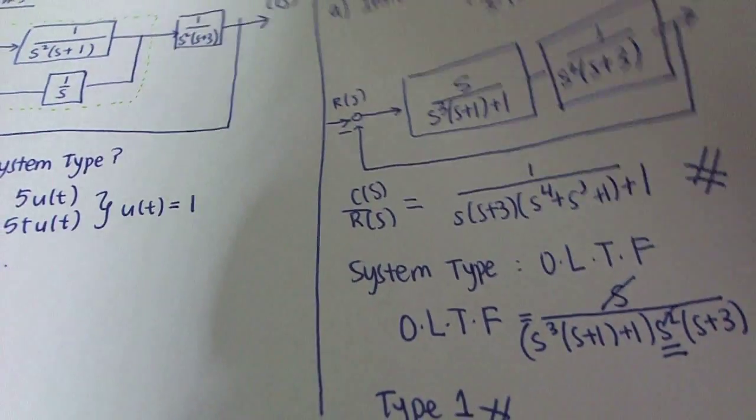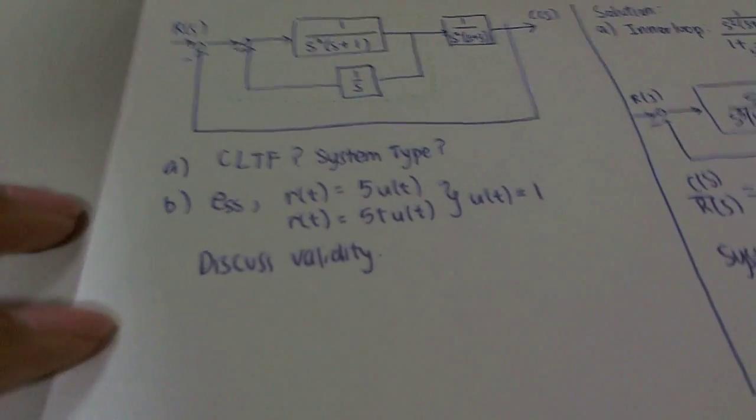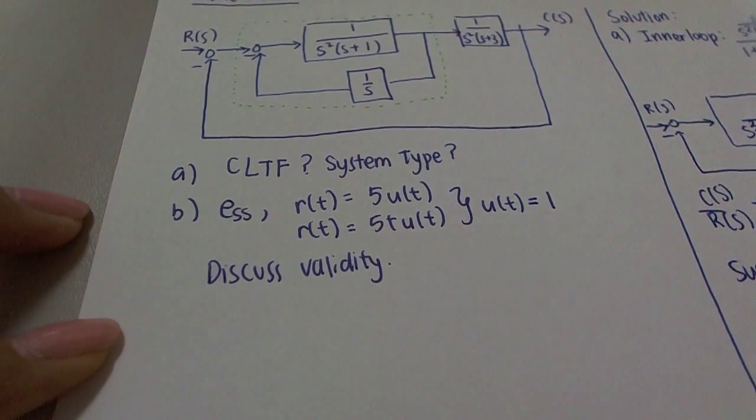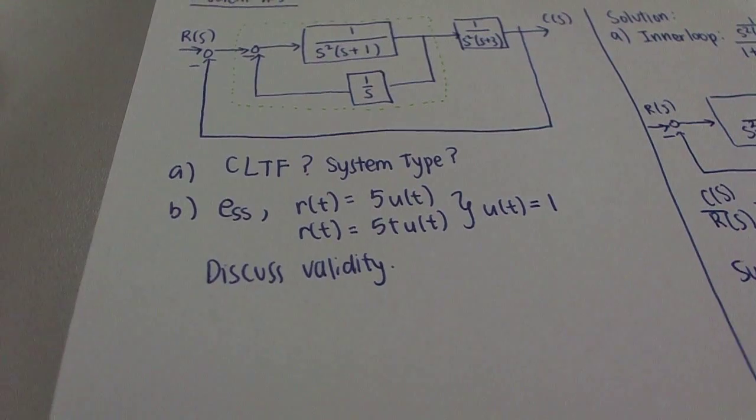And next, we have to solve for the steady state error given two different types of input. I'll start off with a fresh piece of paper.